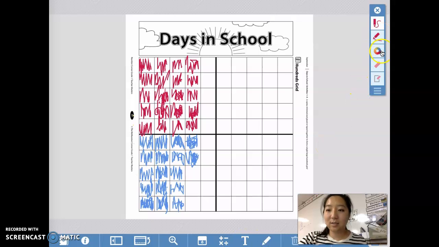And in our days in school, we're going to color one more day. All right, let's count together. Remember, when we count this, we know that there's already 10 squares. So we can count by tens. Here we go. 10, 20, 30, 31, 32, 33, 34, 35, 36, 37, 38.